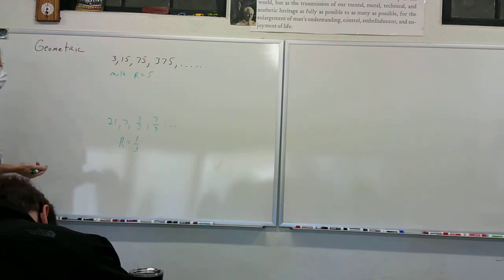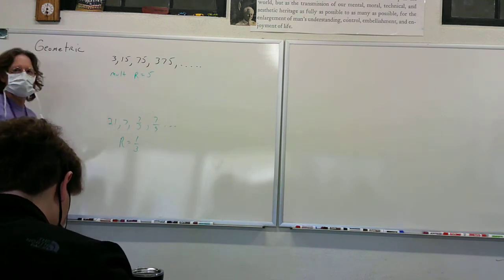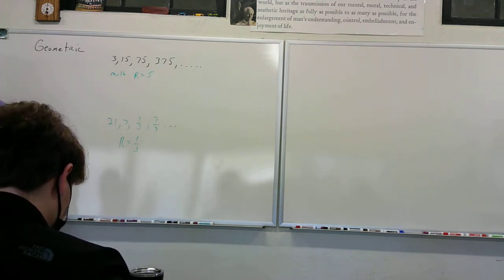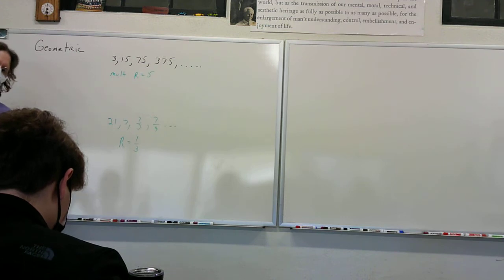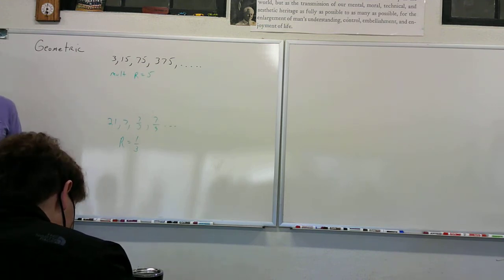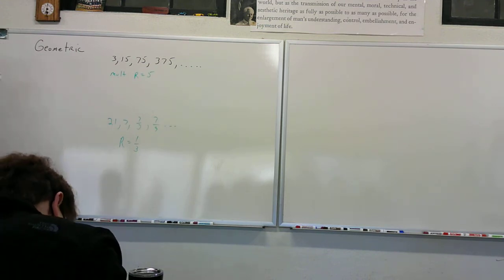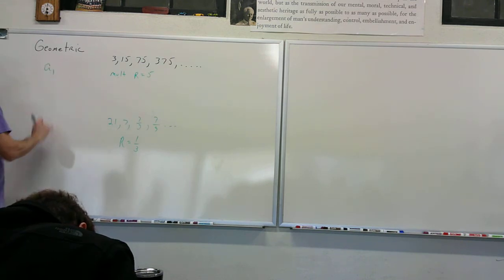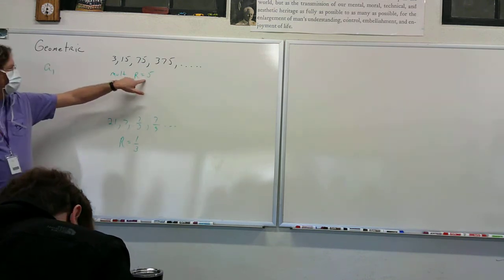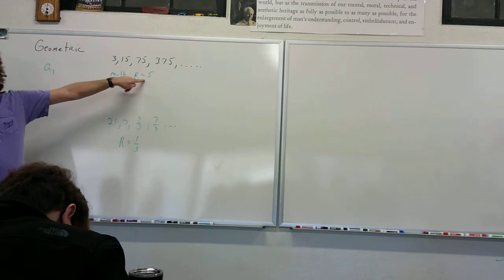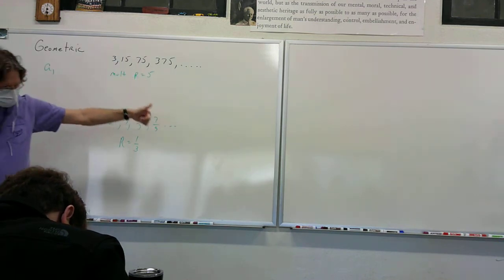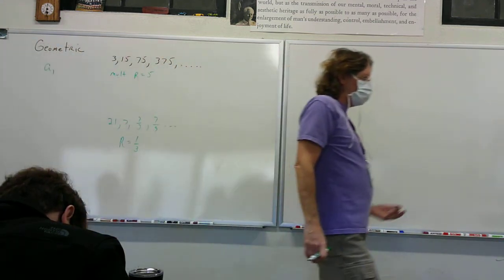And in this case, we don't use a D, we use R for what? Ratio. How much am I multiplying by? What's the ratio of the first number to the next number to the next number? So we're still going to have an A sub 1 term, but now instead of having a D, we're going to have an R.